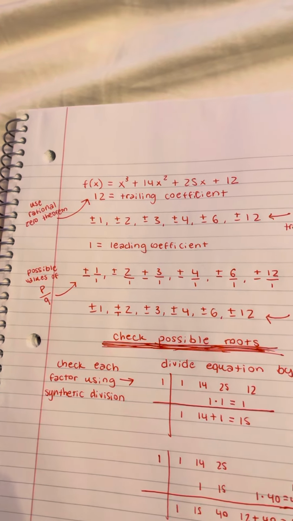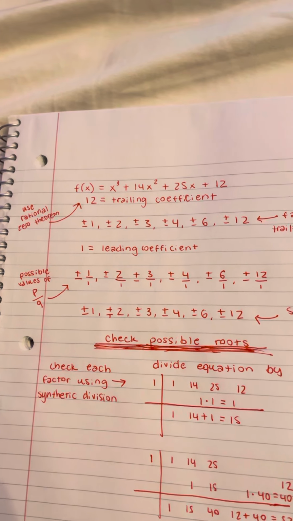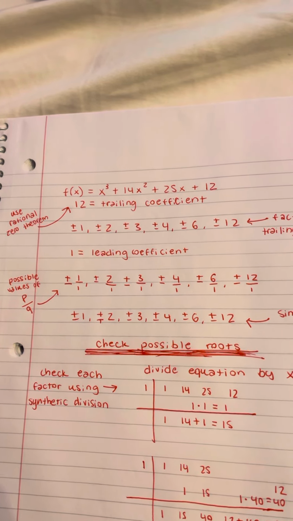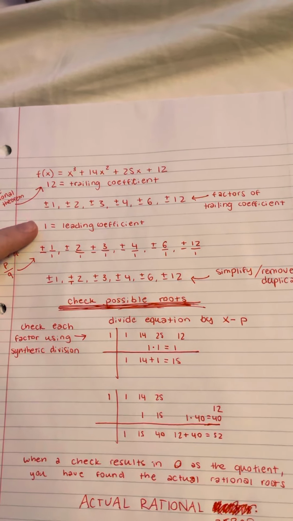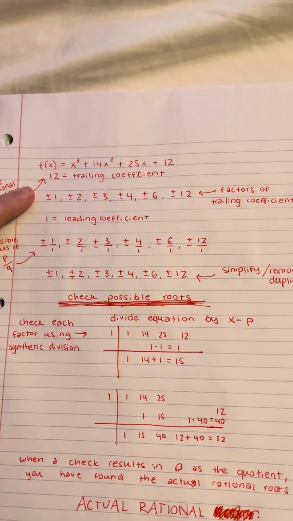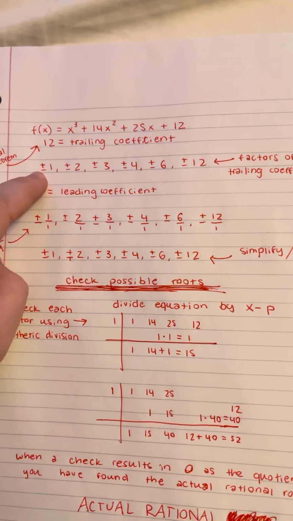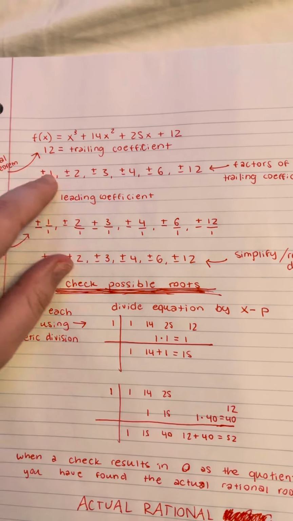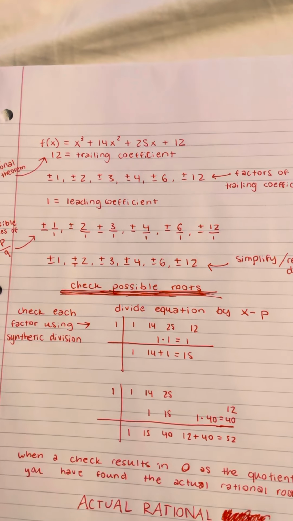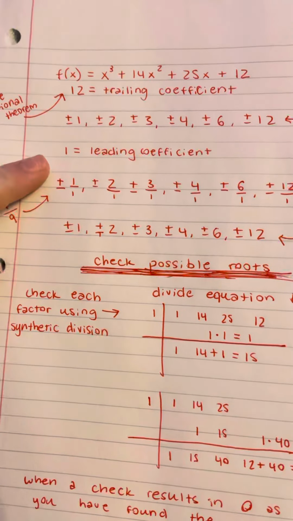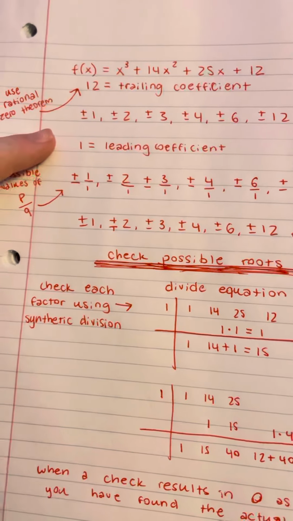So what we're going to do first is use the rational zero theorem. You're going to find the trailing coefficient, which in this case is 12. Then you find all the factors of the trailing coefficient, which are all of these. You put the positive and the negative because you're going to be checking both the positive and the negative of each factor. Then you find the leading coefficient, which is 1 in this equation.